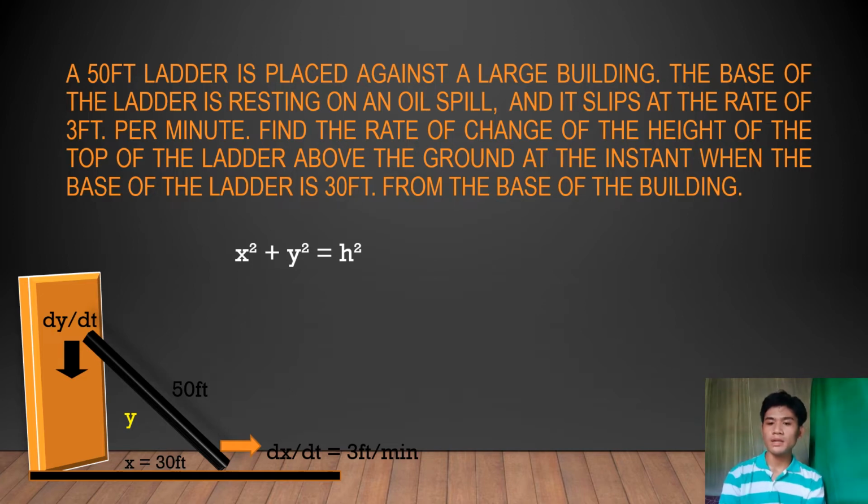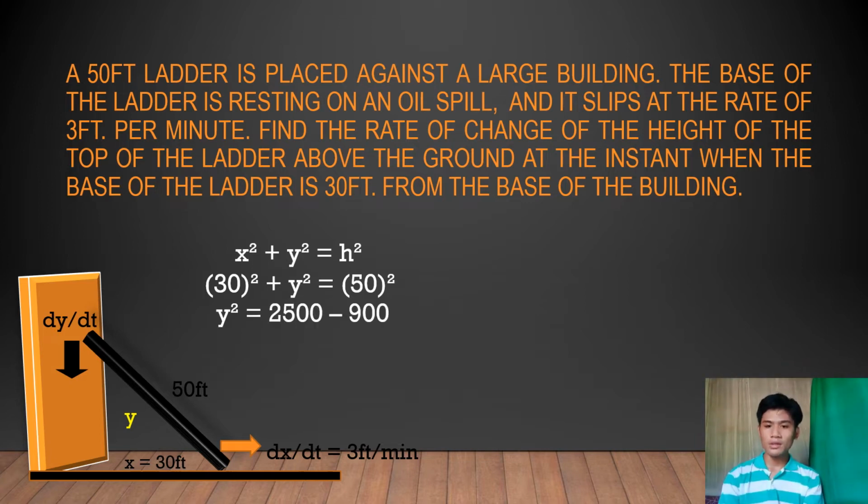Just plug those values into the Pythagorean theorem, so we come up with 30 squared plus y squared is equal to 50 squared. Apply the additive inverse by adding negative 900, or negative 30 squared, to both sides, so we come up with y squared is equal to 2500 minus 900. We also apply the inverse operation, the square root, to eliminate the square, and we come up with y is equal to the square root of 1600, the difference of 2500 minus 900.